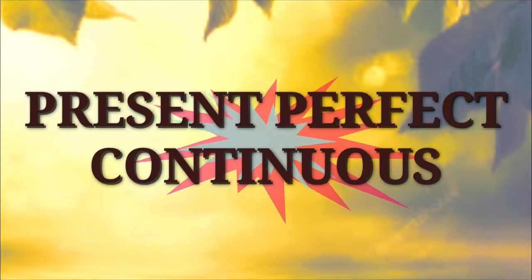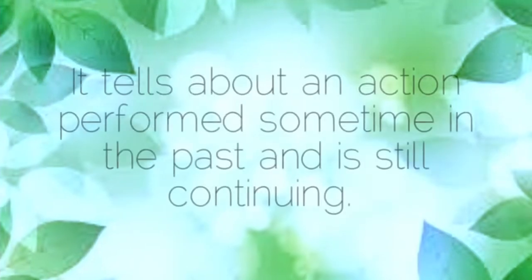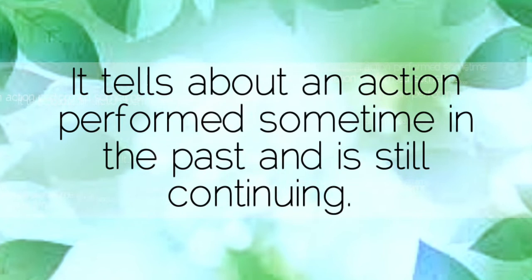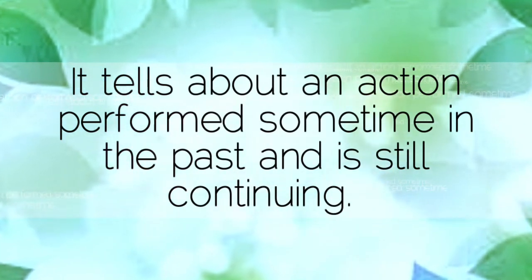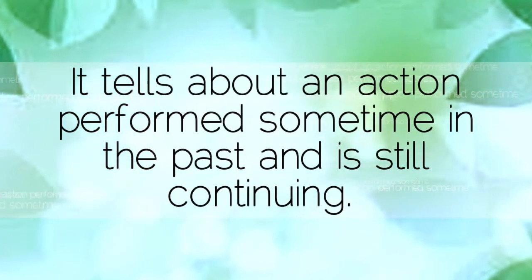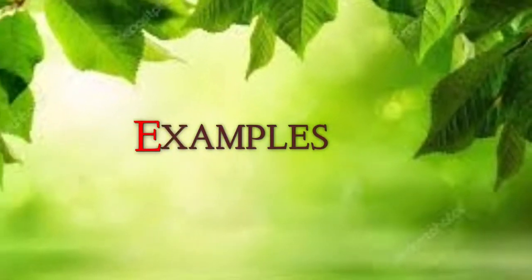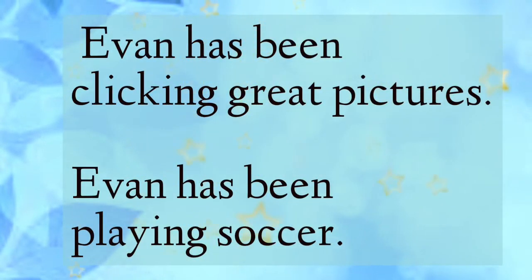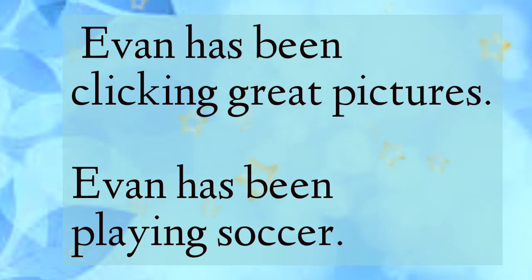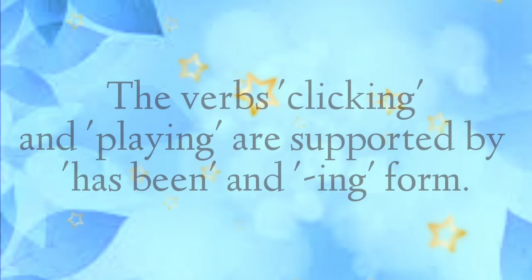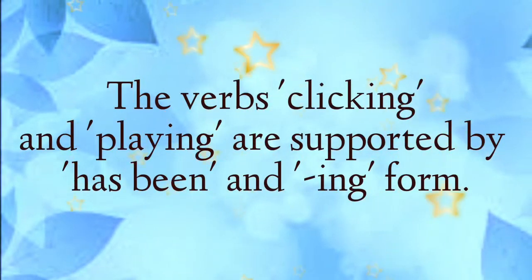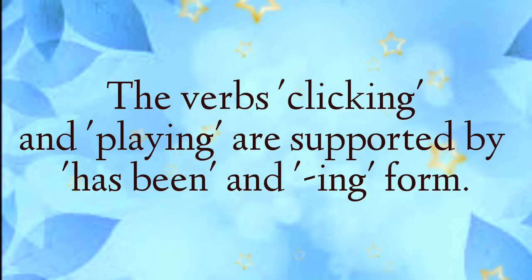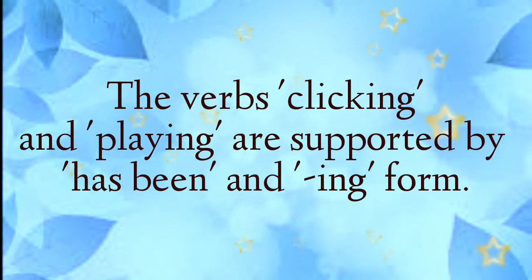Present perfect continuous. It tells about an action performed sometime in the past and is still continuing. Examples: Ivan has been clicking great pictures. Ivan has been playing soccer. The verbs clicking and playing are supported by has been and ing form.